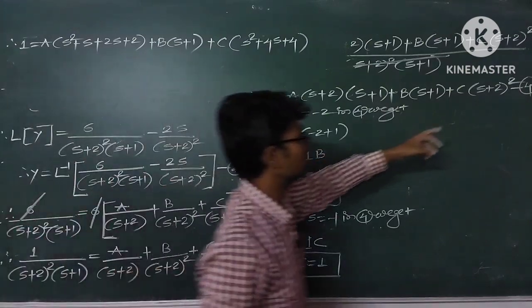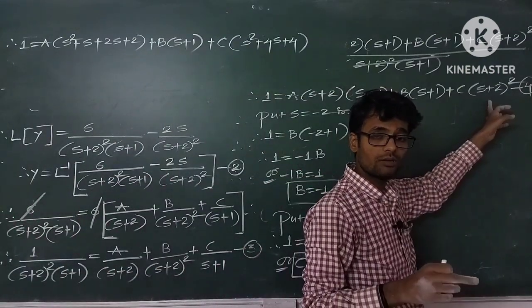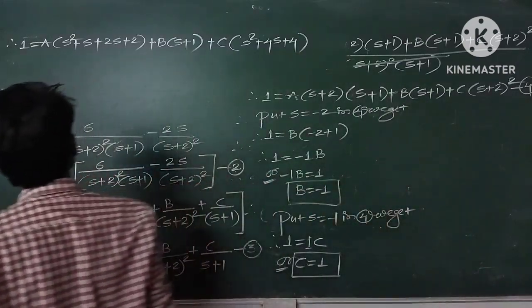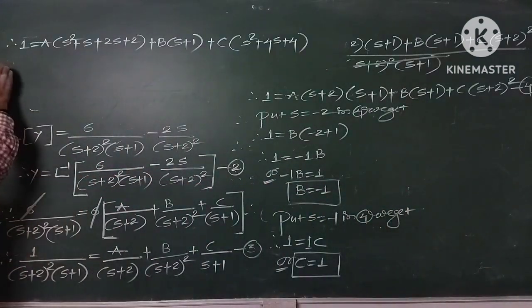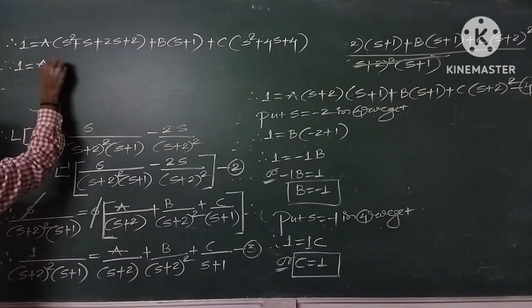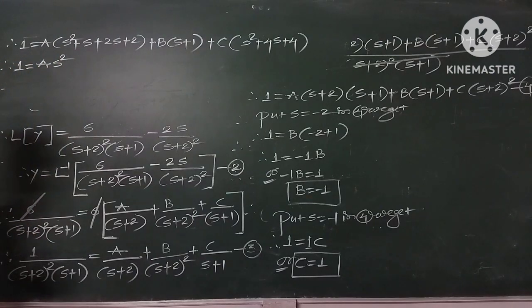I applied the (a plus b) whole square formula for this one: a square plus 2ab plus b square. So (s plus 2) whole square is s square plus 4s plus 4. Therefore I will write 1 is equal to a into s square, a s square.